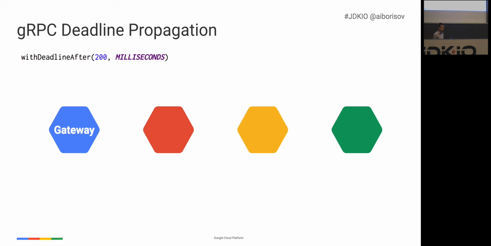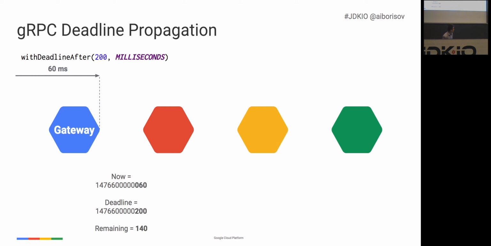Let's see how it works. Our client makes a request with a deadline after 200 milliseconds. If the current time is 0, the deadline will be set to 200 milliseconds, and the remaining deadline of 200 milliseconds will be sent in request metadata together with the request. If our gateway spends 60 milliseconds to process the request, when it makes an outgoing call to the read service, the current time is 60, the deadline is still 200, and the remaining time is 140 milliseconds. It's sent again in request metadata.